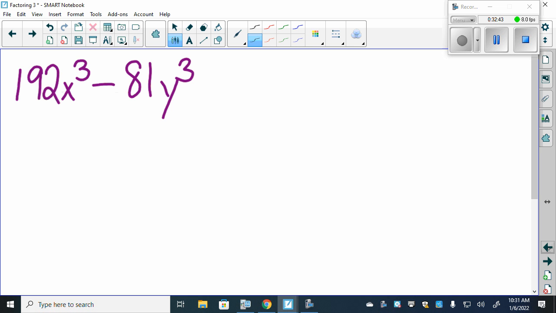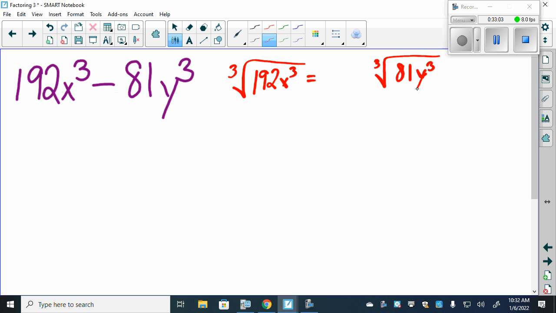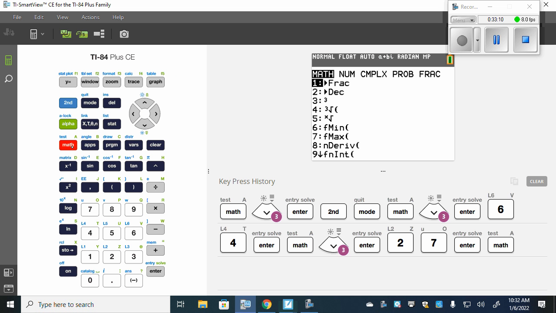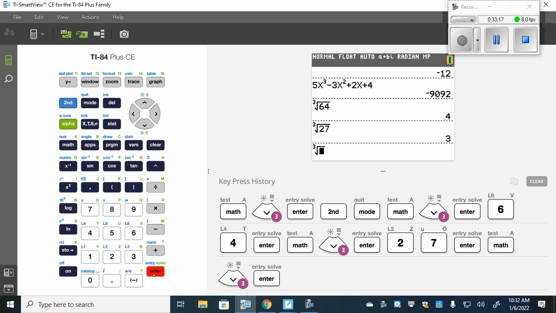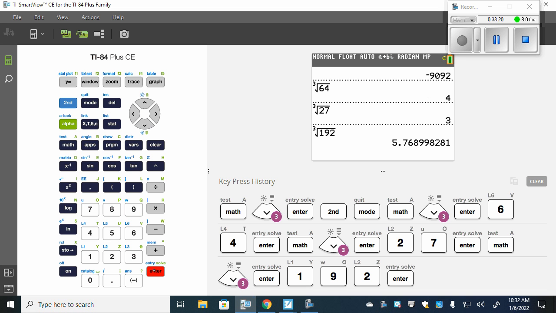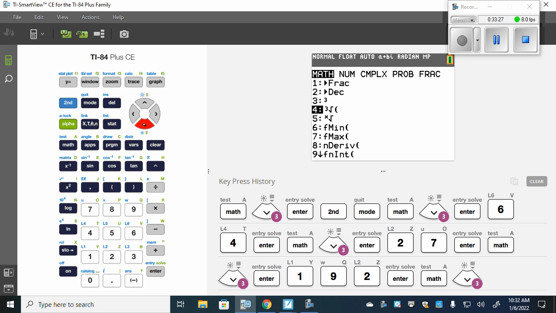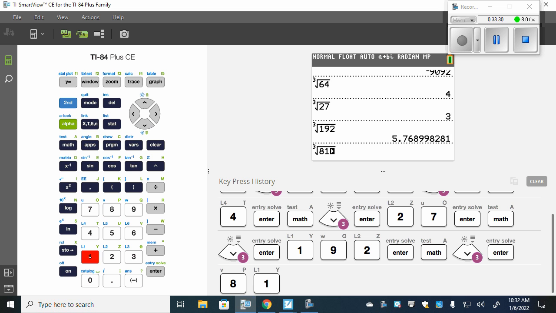Now, when we look at this here, we want to see if we can take the cubed root of both. Now, x cubed and y cubed, we can take the cubed root of. So really the main question is, can I take the cubed root of 192x cubed and take the cubed root of 81y cubed? So math, down to cubed root, oh, is it 192? Math, cubed root, 81.